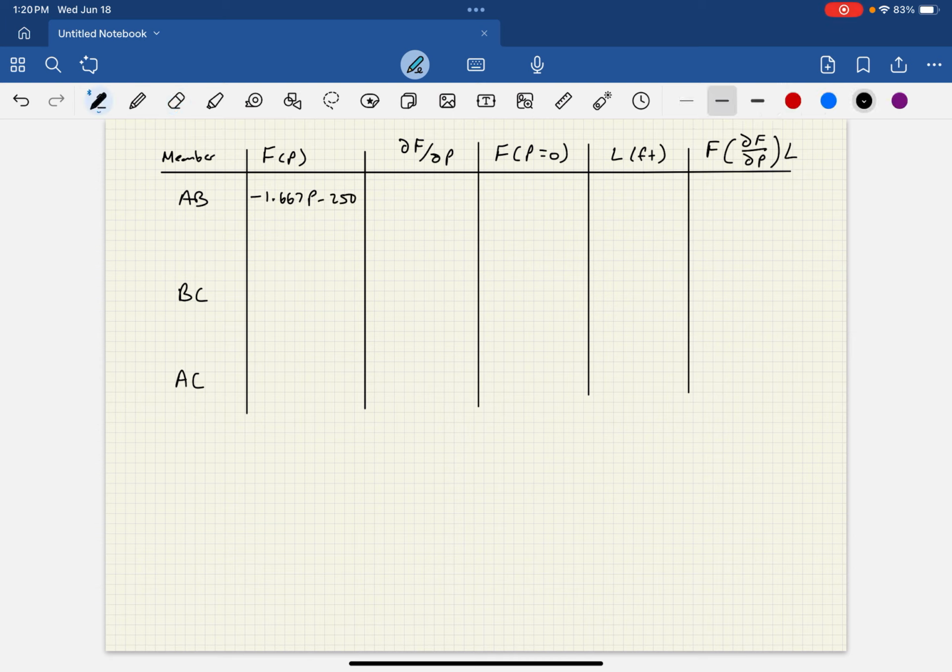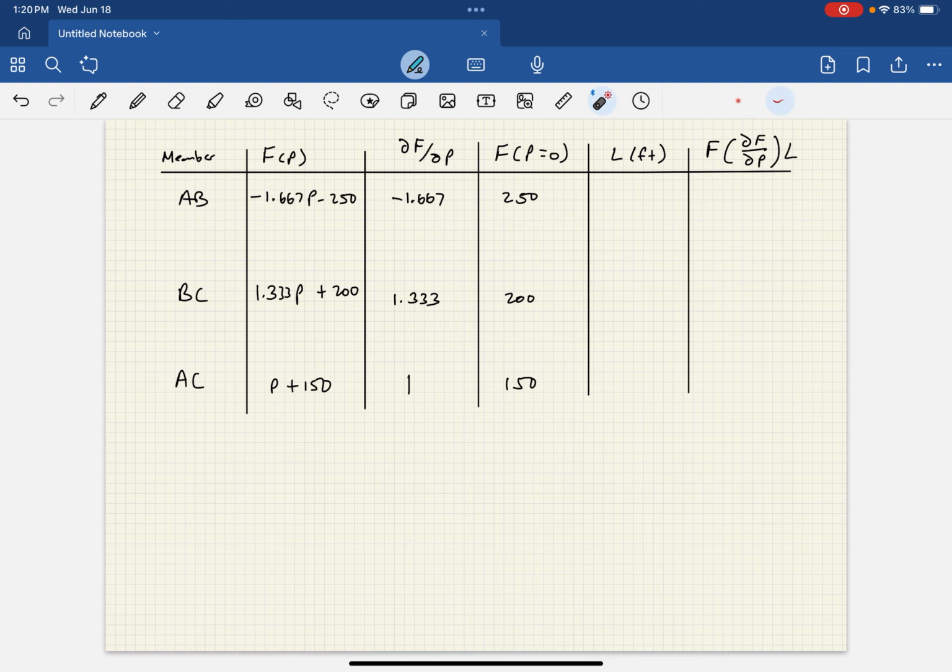Minus 250, there we go. And then I'm going to have 1.333 P plus 200 for BC, and then I'm going to have P plus 150 for member AC. Those partial derivatives are negative 1.667, positive 1.333, and positive 1. And then F, when P is 0, is negative 250 pounds, 200 pounds, and 150.